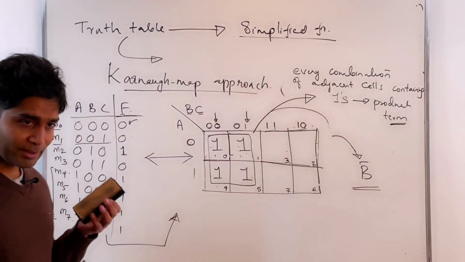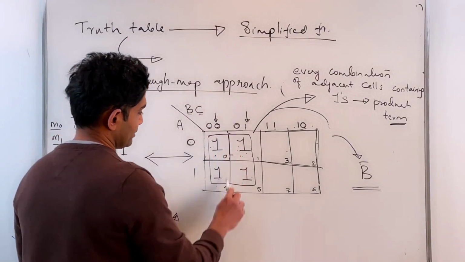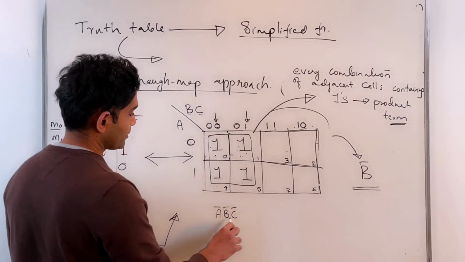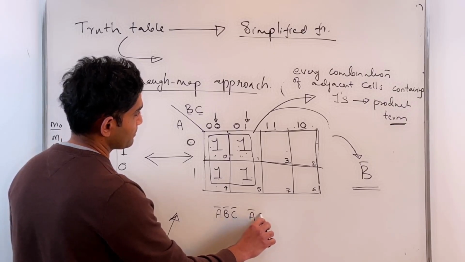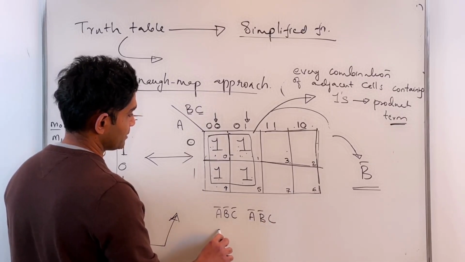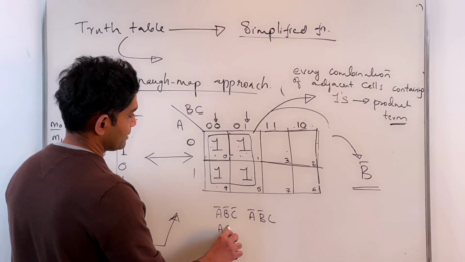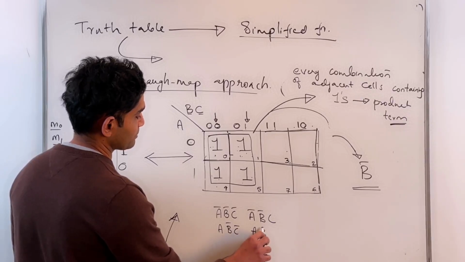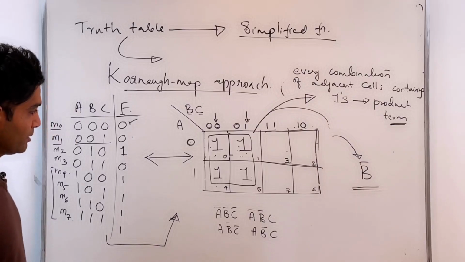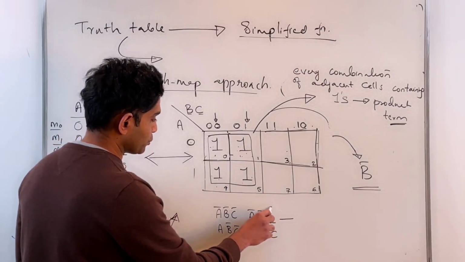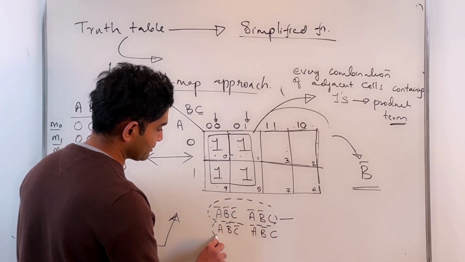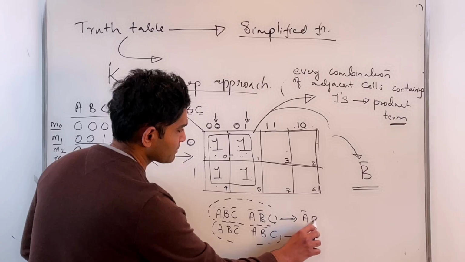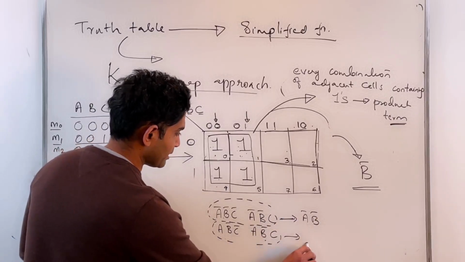How do I get this? Again, we are basically applying the Boolean identities. What you have here is A prime, B prime, C prime, A prime, B prime, C. Here I have A, B prime, C prime, A, B prime, C. Now, if I were to do the algebraic simplification, I would combine these two. Combining these two would produce A prime, B prime.